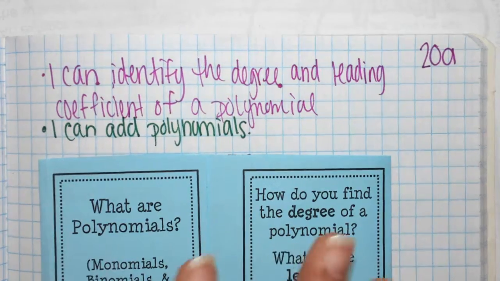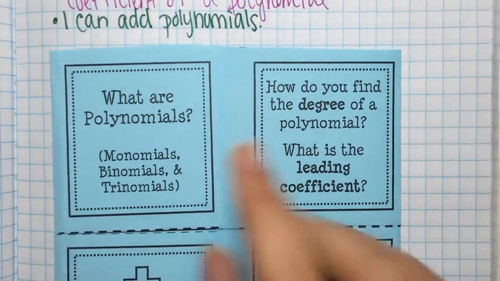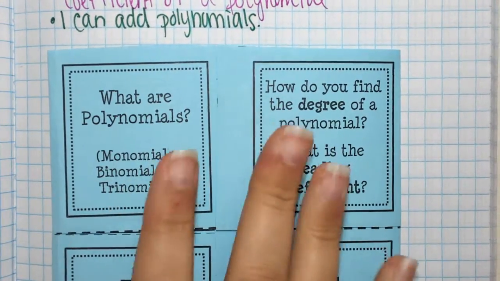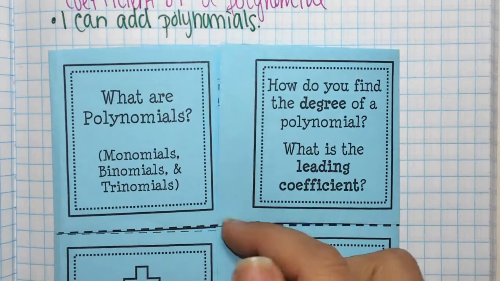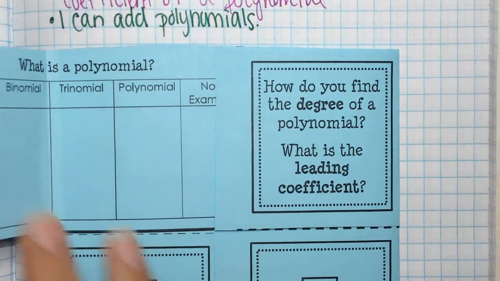Alright, so today what we're going to be talking about first is what are polynomials. Then we're going to talk about how you find the degree of a polynomial and the leading coefficient. So that's our first learning target. Then we're going to go on to adding. So that's all we're doing today. Let's open up our first Flappy.